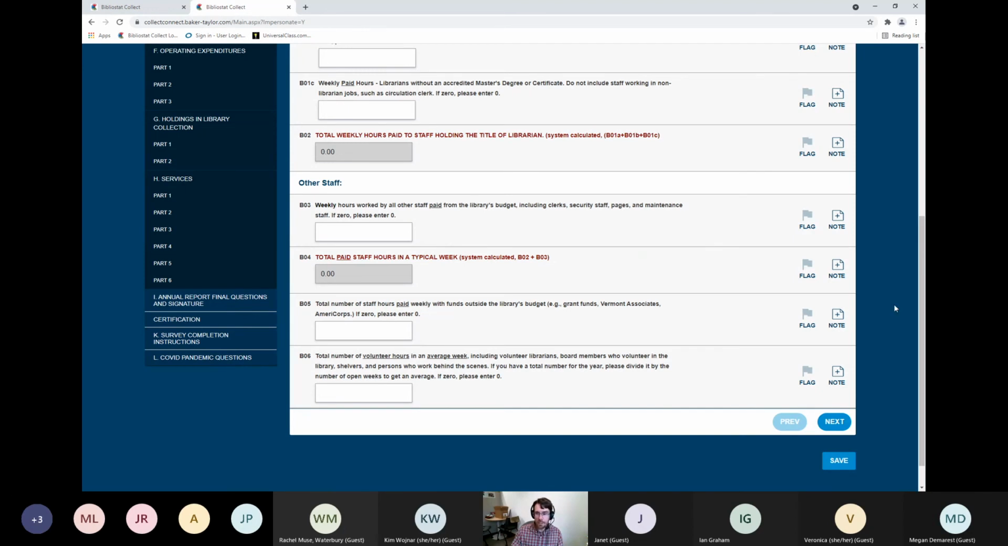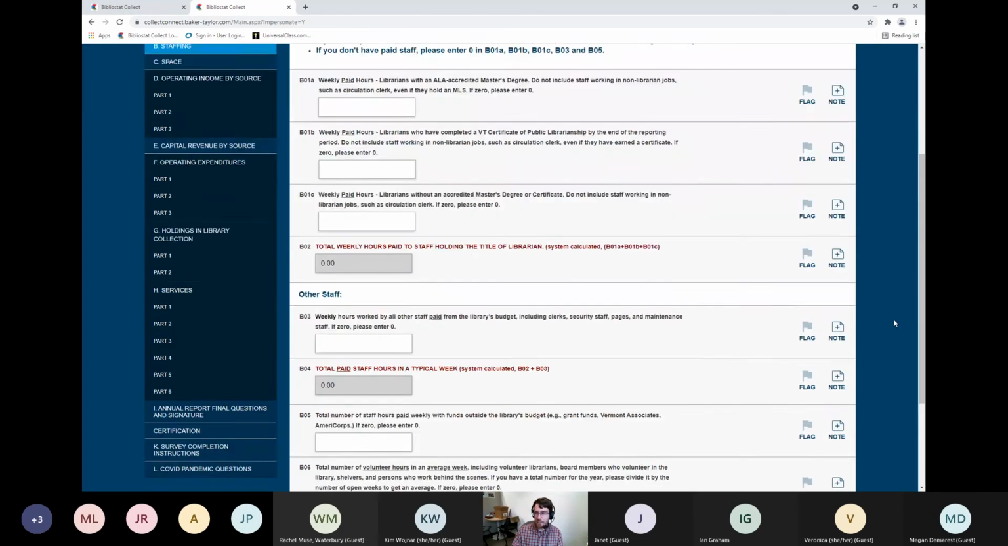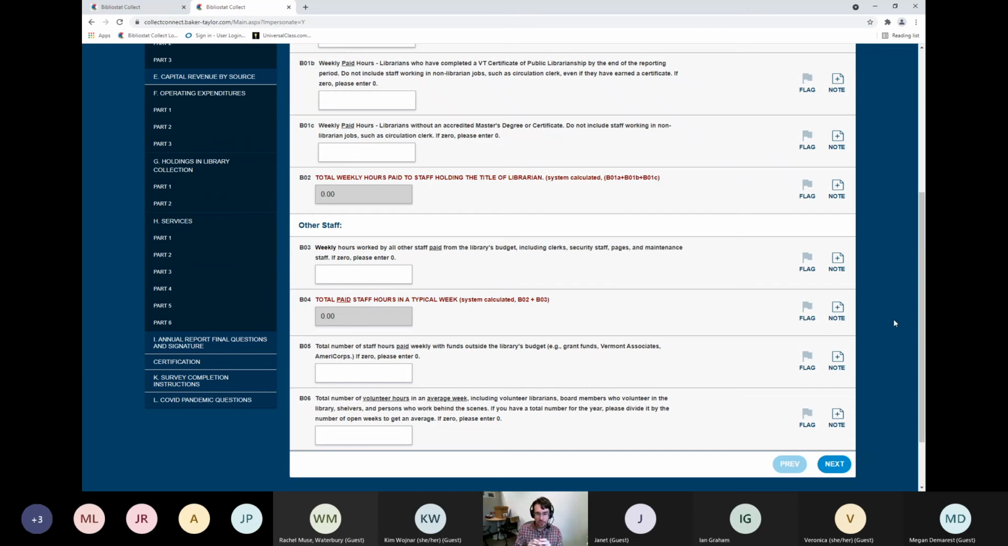What we're trying to get at here is your normal hours, your typical hours. If there were furloughs for a chunk of the year, but this is still your normal budgeted hour, you don't need to account for the furloughs.